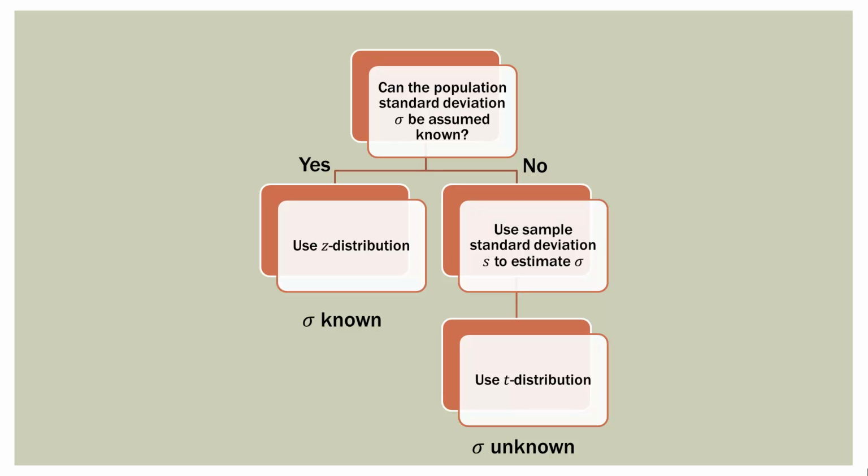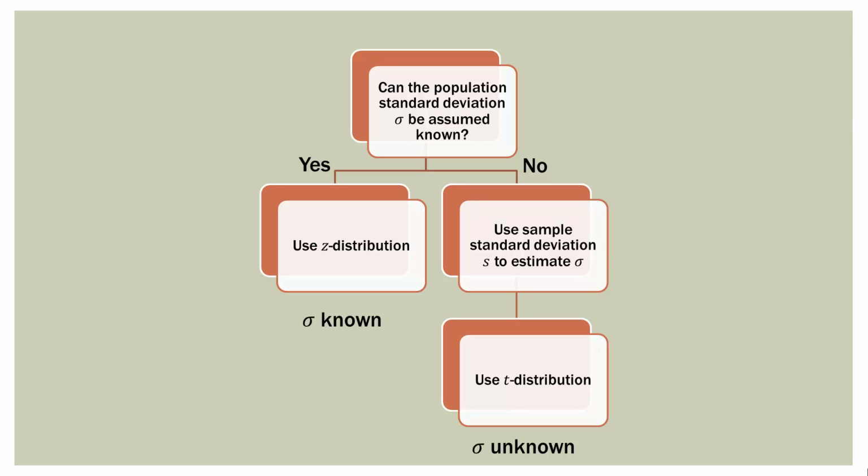Yes or no? Well, yes, if we do, we use the Z distribution. So that's our population standard deviation known. Now, if we do not know it, we go down the right-hand decision tree. In that case, we use the sample standard deviation to estimate the population standard deviation. And then once we do that, we're doing an estimation internally, and therefore we use the T distribution.